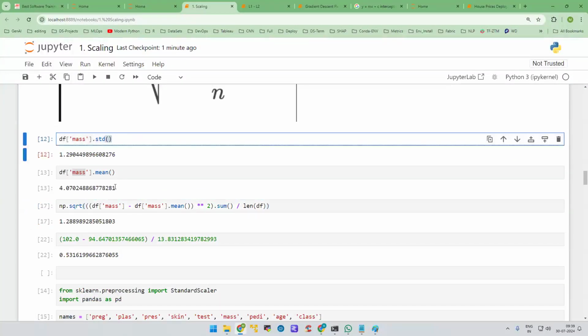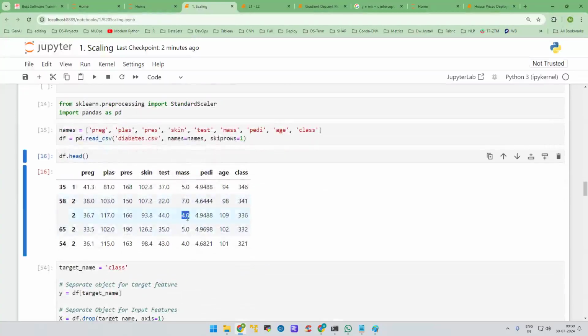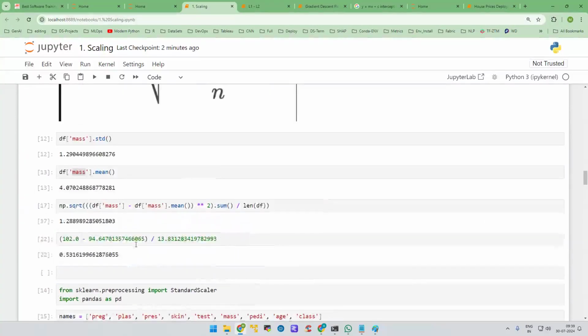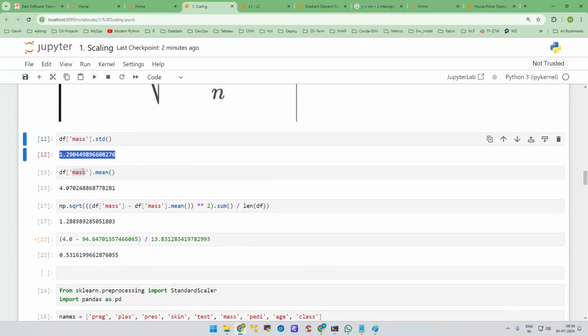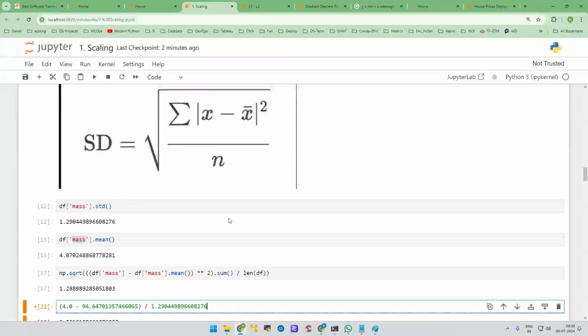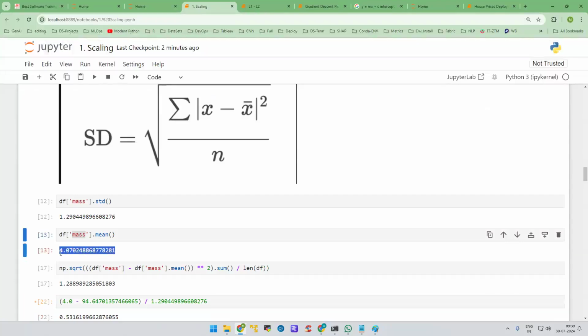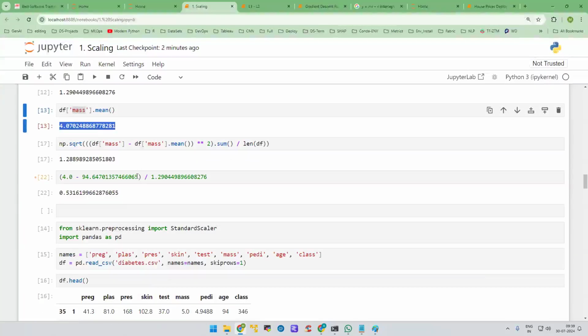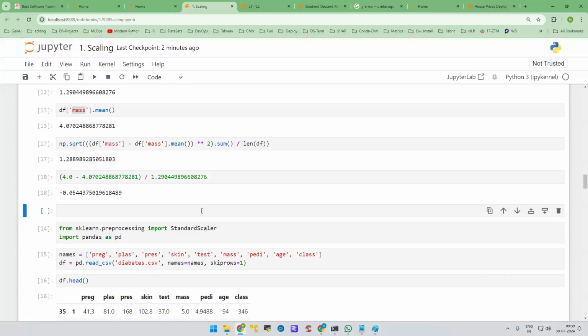And the standard deviation and mean, so we can just apply it on one of these values. Let's say 4. We'll take 4 here, 4 minus the mean. What is the standard deviation here? The standard deviation will come in the denominator part. That's the formula, right? Divided by the standard deviation. So what we got is minus 0.05.